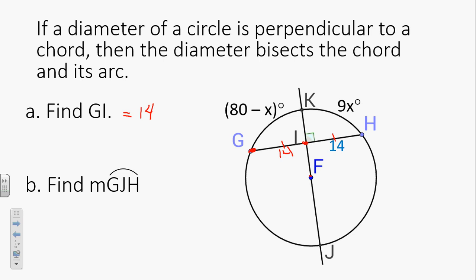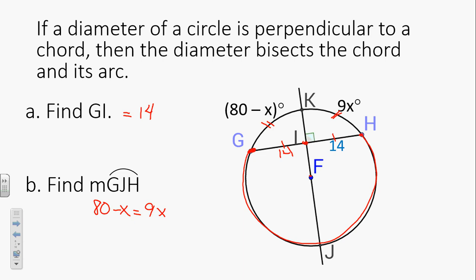Okay, now we also want to know the measure of major arc GJH. Major arc GJH says start at G, go through J, and come over here to H. So how will we find that? So 80 minus x equals 9x. Why does 80 minus x have to equal 9x? Good. Since that chord was bisected, that arc has to be bisected.